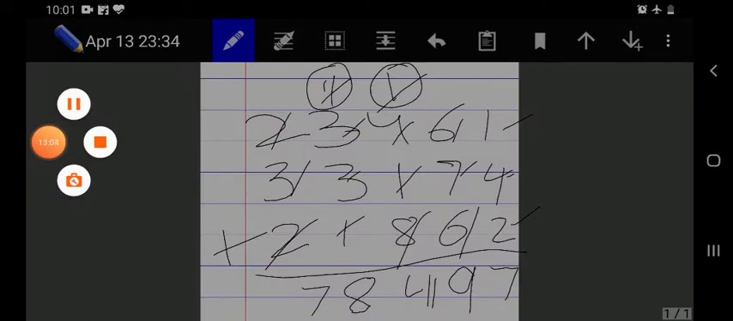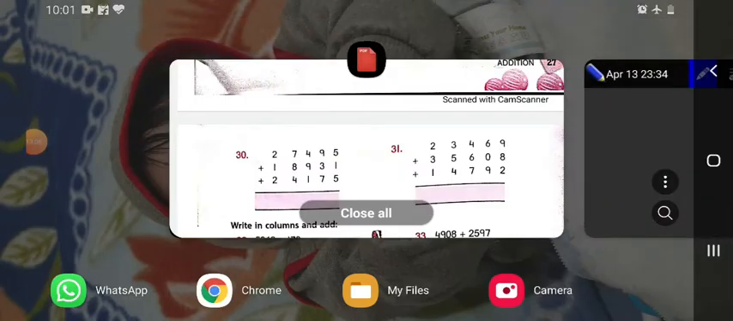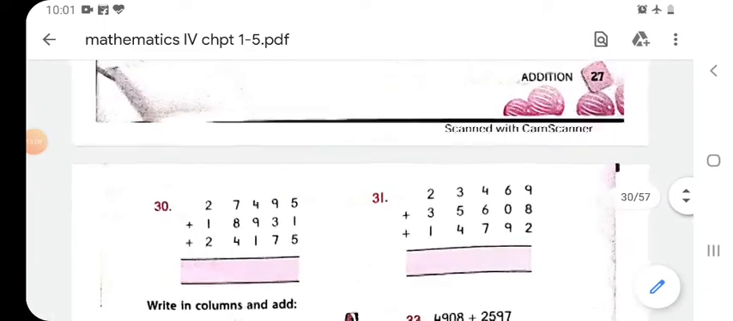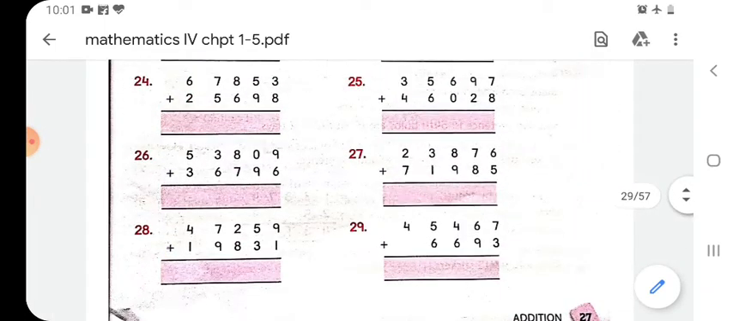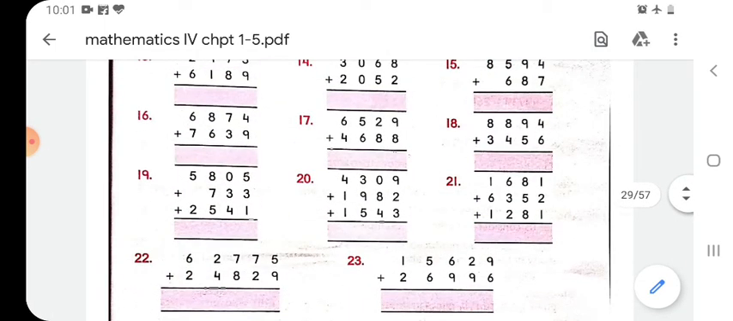If you have to add two numbers or three numbers, they are all similar. There is no change in the pattern of their addition. The addition will be the same.